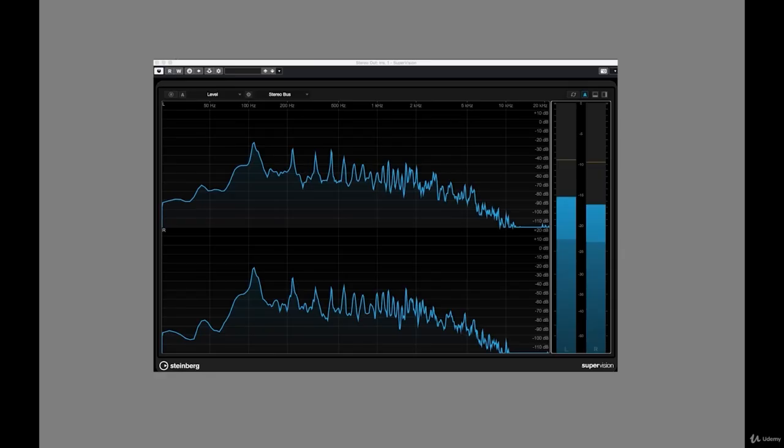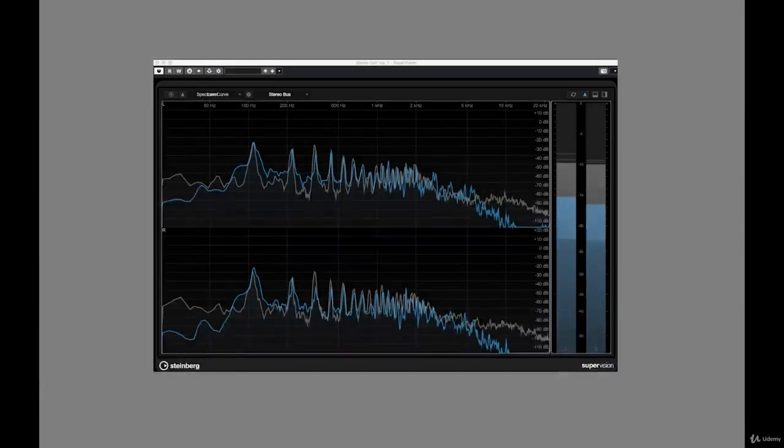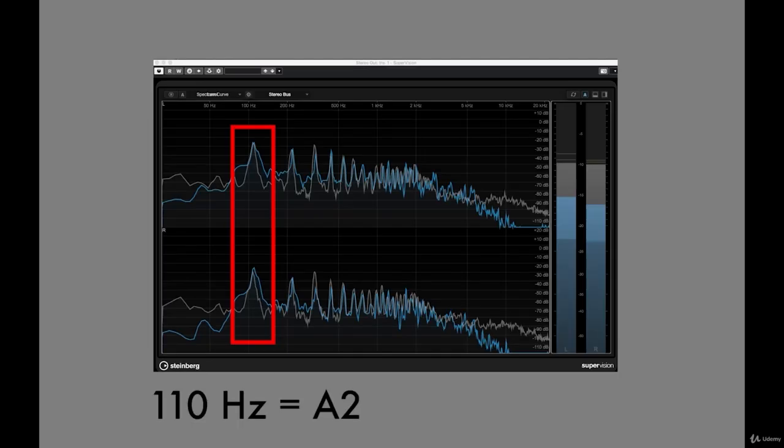Let's superimpose the spectrum graph for piano and cello. Remember, they're playing the same note. Notice that the fundamental frequency is the same for both. It is the fundamental frequency that tells our brain what note is being played.